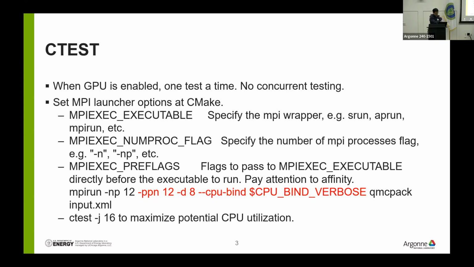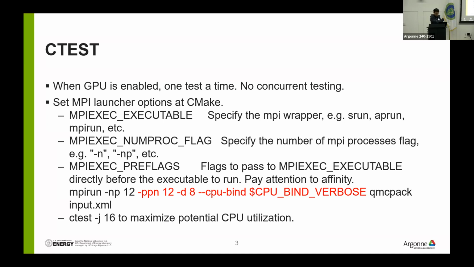There are three arguments, right? The three options passed through via CMake. One is your jsrun or srun, that executable. The second is the number of MPI tasks, MPI processes. The third one, the preflags, is the one where you're supposed to input your affinity information. I'm giving you an example.